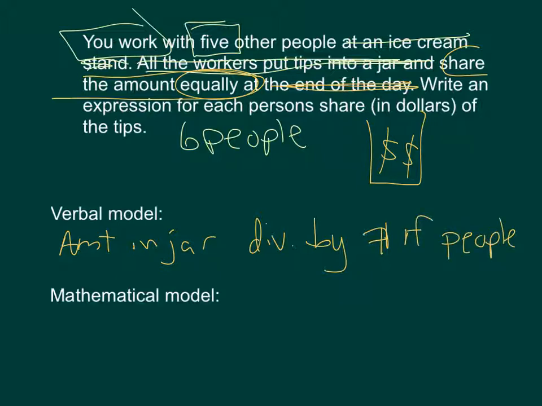Right? That's how we would figure this out. We take all the money that's in the jar and we divide it amongst however many people there are. So our mathematical model would be some amount A that we don't know divided by 6. And A is representing the amount in jar. And there we go. There's our mathematical model.